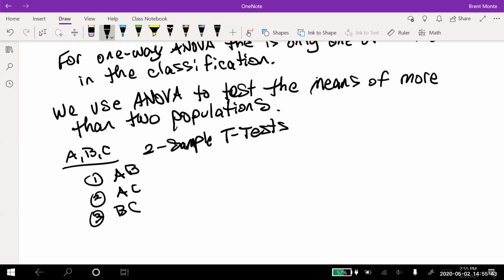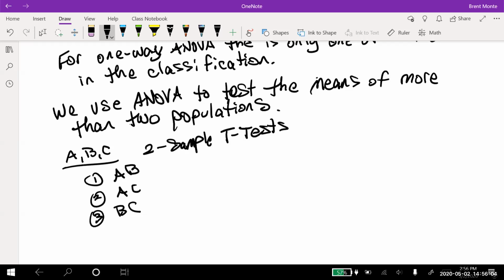So the type 1 error compounds and we lose that 5% level. We're taking more risk than I wanted to. So by doing an ANOVA test, we can set the risk level at 5% or 10% or 1%, whatever we want, and it's not going to change because it's only a single test. Okay, so that's why we do it.